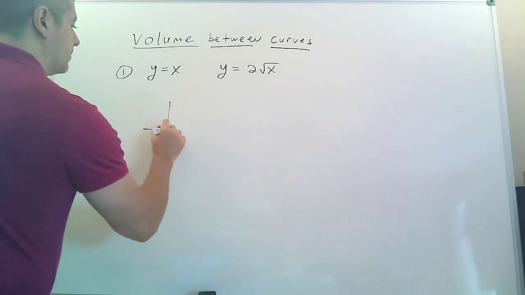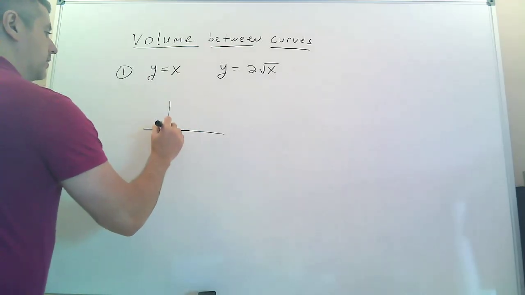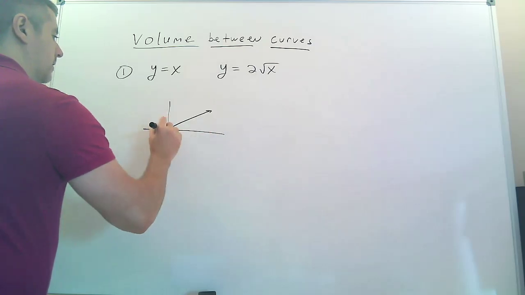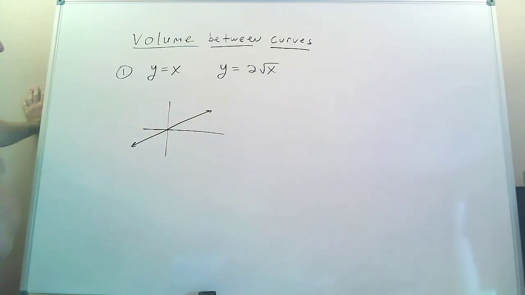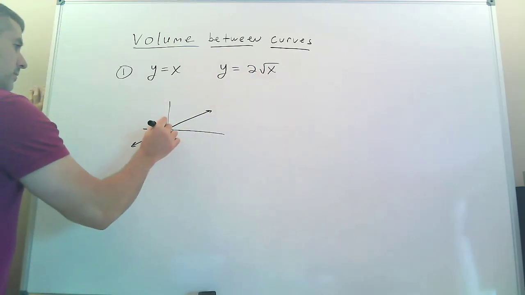So you have to make yourself a rough sketch. So look, y equals x starts here, and it's a line that goes like that, right? It has a positive slope, so it goes up. Now, 2 radical x also starts at 0.